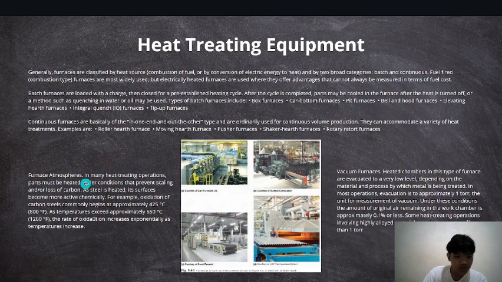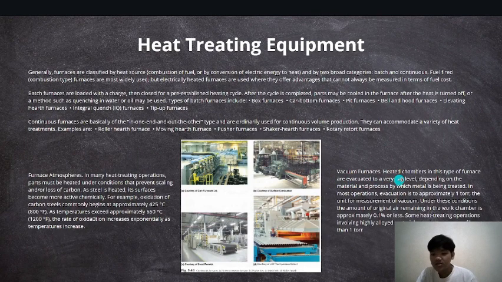Furnace atmosphere. In many heat treating operations, parts must be heated under conditions that prevent scaling and/or loss of carbon. As steel is heated, its surface becomes more active chemically.